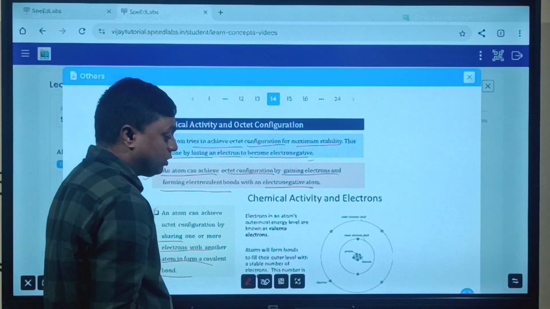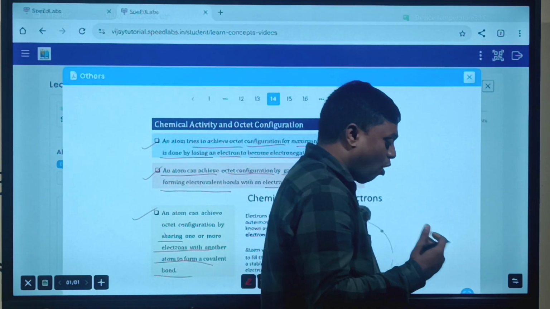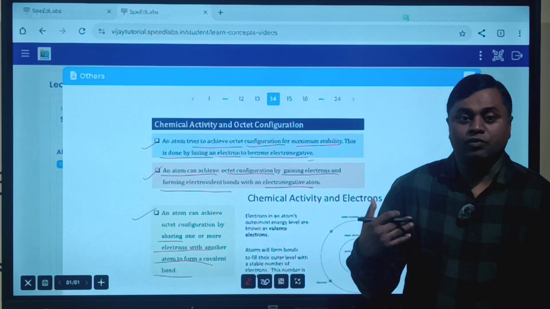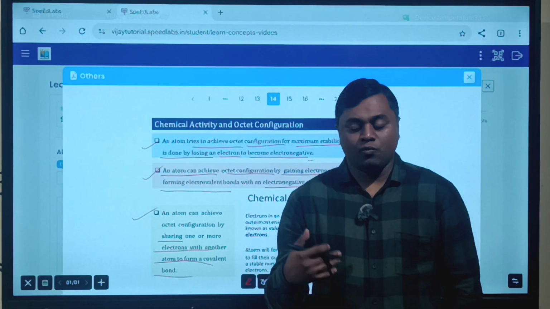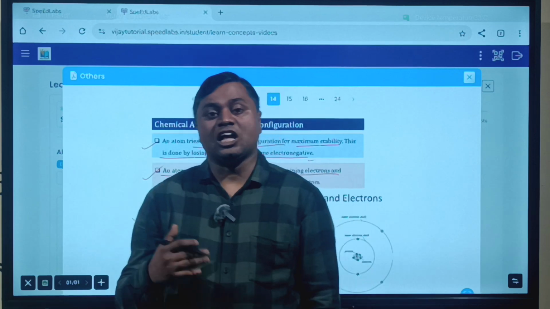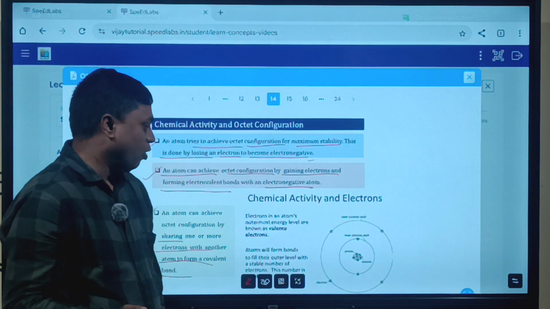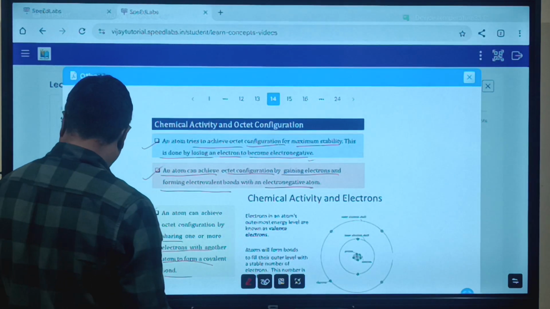There are two types of bonds, children. If the bond is formed by mutual sharing of electrons, it is called a covalent bond. Whereas if it is formed by the transfer of electrons, it is called an ionic bond. Next.